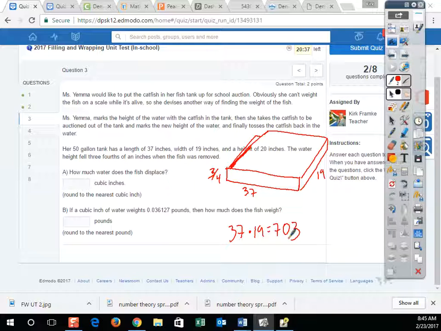All right, and then we multiply it by the 3/4. We get 527.25. 0.25, is that the last decimal? Okay, so now it asks how much water was displaced, does the fish displace? And it says round to the nearest cubic inch. Well, in this case, this is less than 5, right? So it's going to be 527.